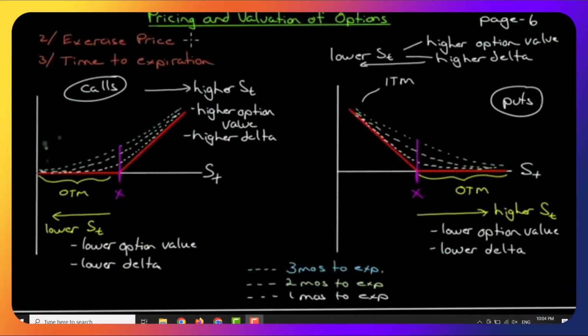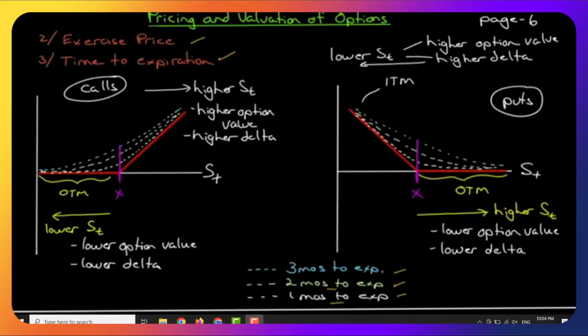Okay, two more factors, the exercise price and the time to expiration, and I tried to put them all on one payoff diagram so that you can see them. These dotted lines, here is the legend for what these are. The blue ones would be 3 months to expiration. The green dotted lines is an option with 2 months to expiration, and the white one is 1 month to expiration, and the red is at expiration.